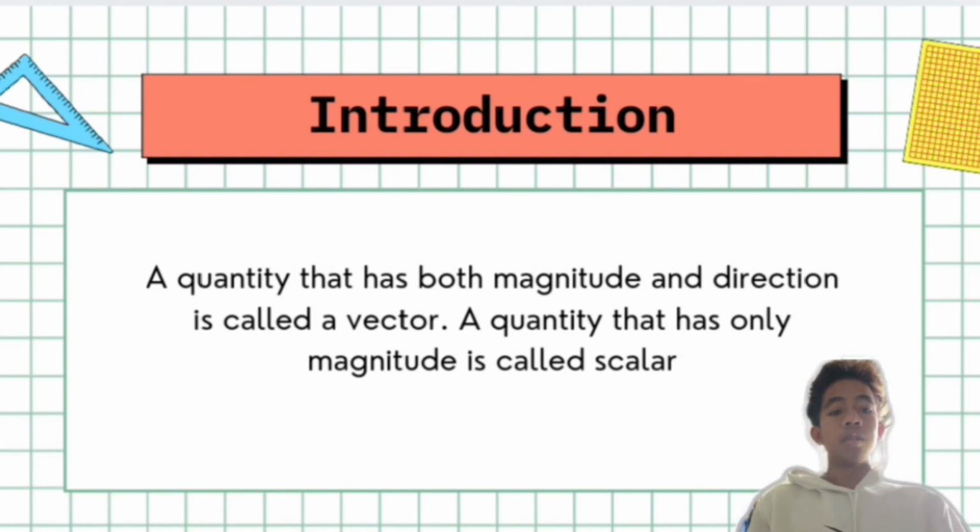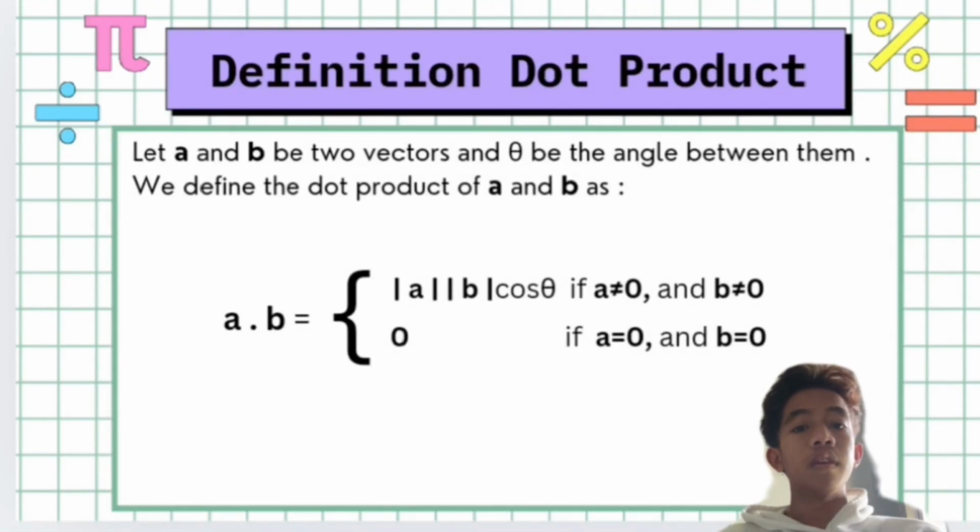Let us now dive deeper into one such operation, the dot product. Now, let's define the dot product. The dot product consists of two vectors A and B, and the angle between them is theta. The dot product is a way of multiplying two vectors to produce a scalar.